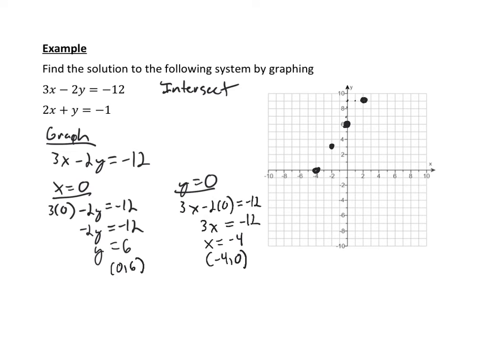I'm going to add another point here. I could even go down 3. Down 3, 1, 2, 3, run 2. So I get multiple points. And I connect them. That is the graph of 3x minus 2y equals negative 12.